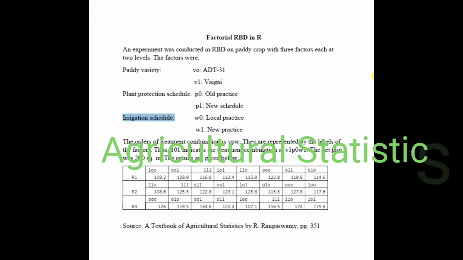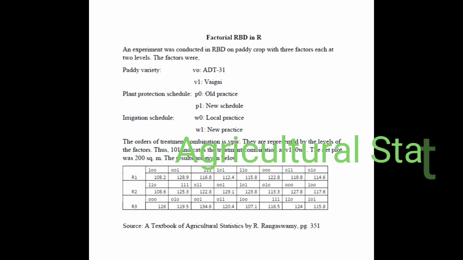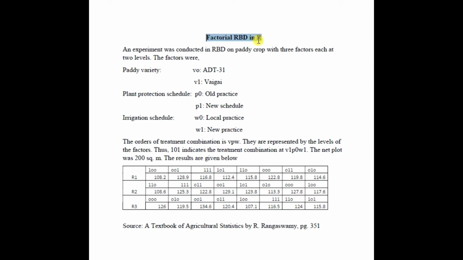Welcome to Agricultural Statistics. In this video we are going to see how to carry out a factorial randomized block design analysis in R software. The example is taken from this book.